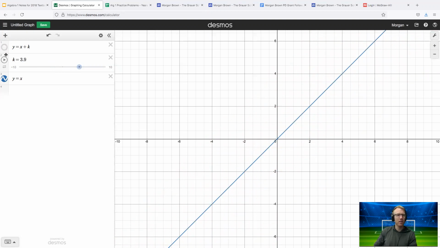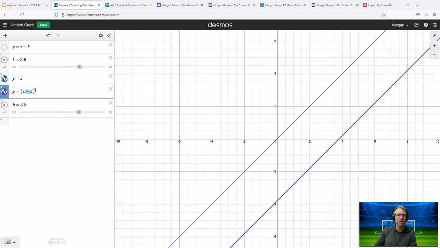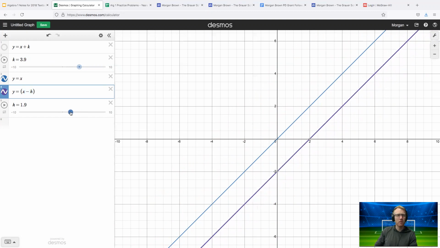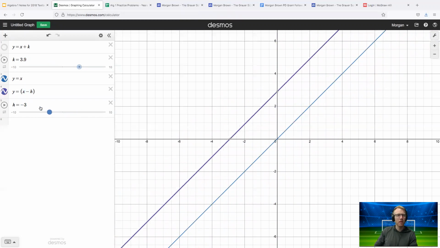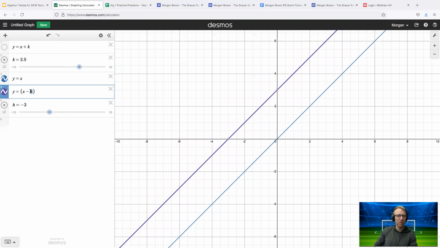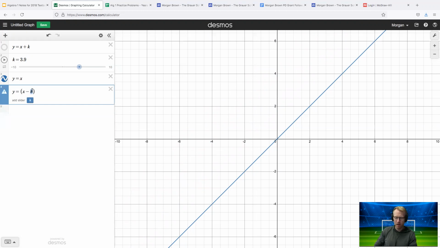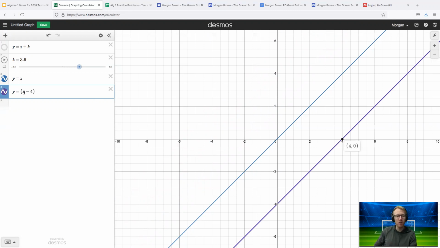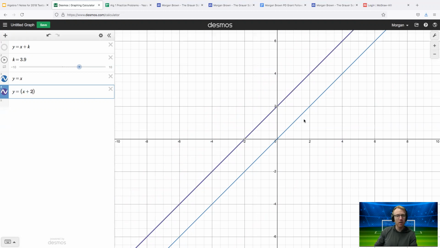Okay, now let me take that one away and let me put in y equals parentheses x minus h. Okay, and then add a slider. Now, when h is positive, it's moving to the right, but that's because I have a negative sign in here. And if it's negative, it's moving to the left. But let me instead put in just an actual number. If I say x minus 4, you can see the line is actually to the right 4. So when you put in a negative here, it's moving to the right. And if I put in, let's say, plus 2, it's moving left 2 over here to negative 2.